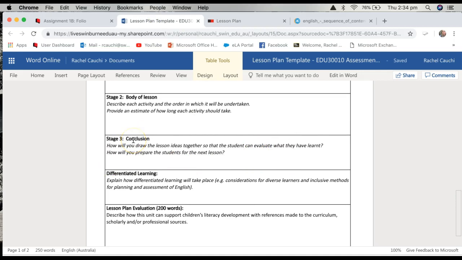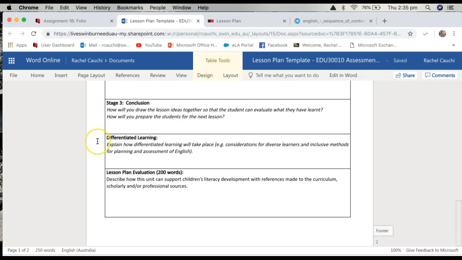So the conclusion is going to be how you draw the lesson ideas together so that the students can evaluate what they have learned, and how you prepare the students for the next lesson. So this is where I'm seeing some sort of coming back together and reconnecting and perhaps reflecting, or perhaps having some sort of discussion. However you see fit to end your lesson that gets the kids reflecting on what they've learned, perhaps having a discussion, thinking about what the next step could be for next time. That's going to be the conclusion of your lesson.